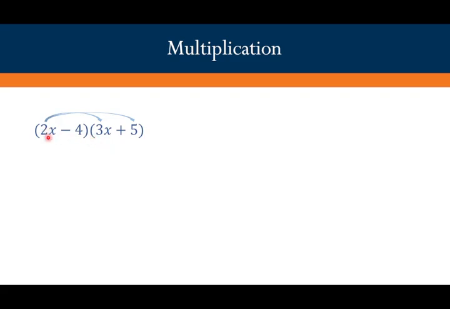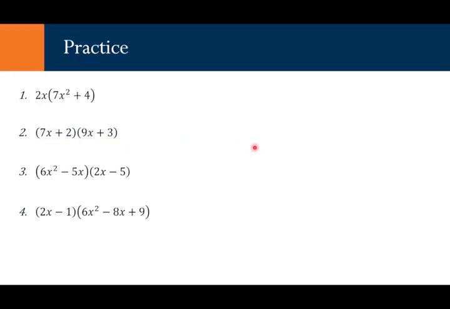So we're going to multiply 2x by each of these terms in the other one. And then we're going to multiply negative 4 by each of the terms in the other one. So negative 4 times 3 is negative 12x, and negative 4 times positive 5 is negative 20. And then we combine these 2 like terms to finish it off, and we're done. All right, give these practice exercises a try, and then I'll explain the solutions.